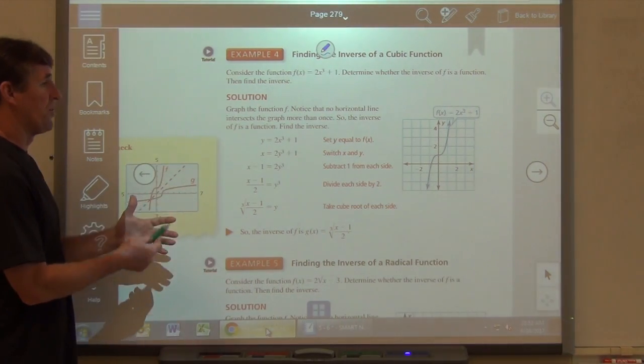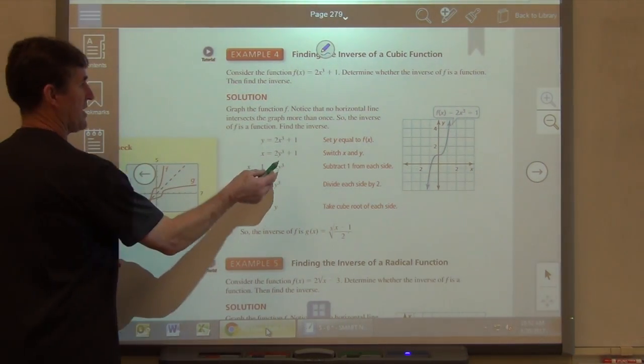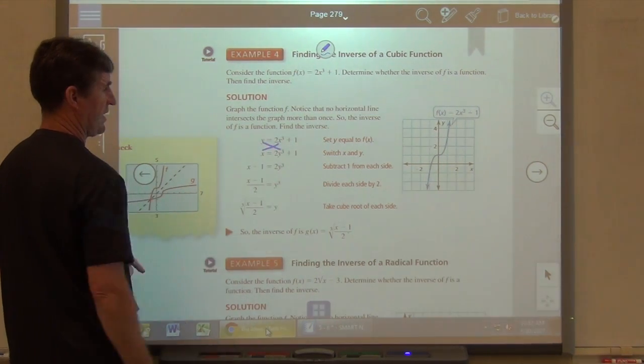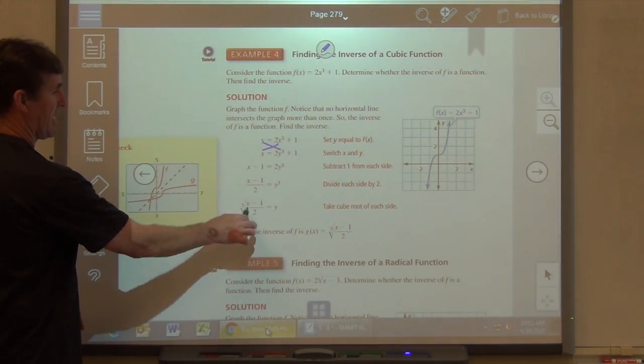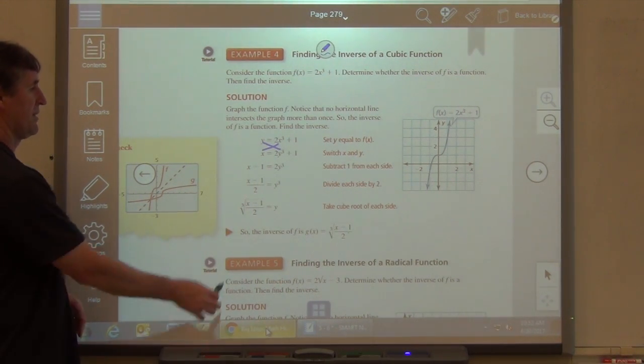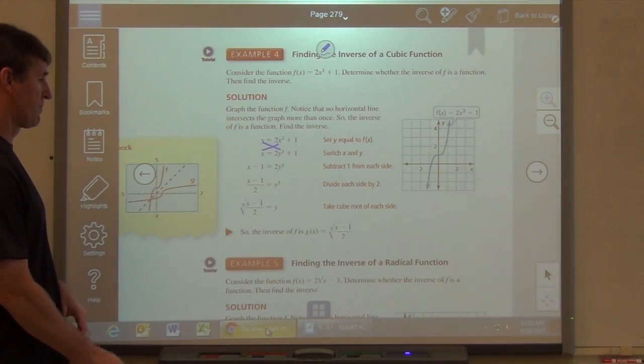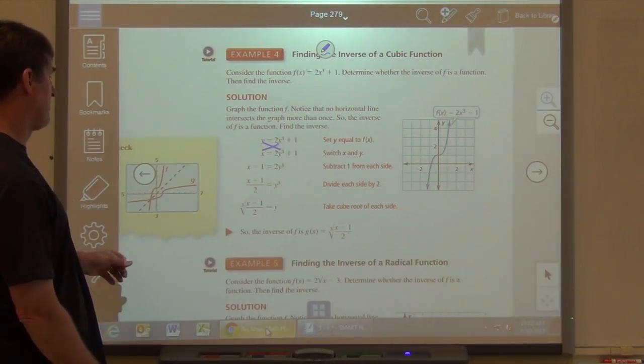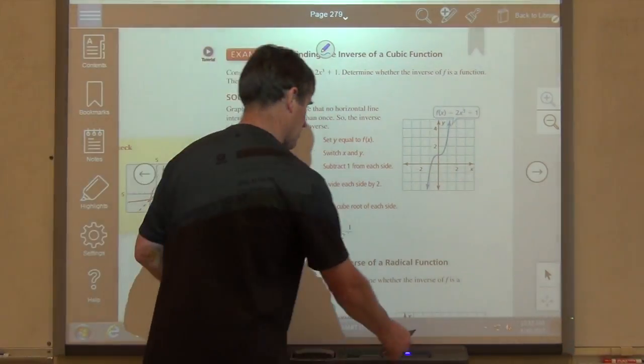And then you just go through and you switch x and y, so they did that here. They moved the y over here and the x over here, and then they solved for y, and they got the cube root of x minus 1 divided by 2. So the inverse, g of x, is the cube root of x minus 1 divided by 2. So that part's the same as what we did before.